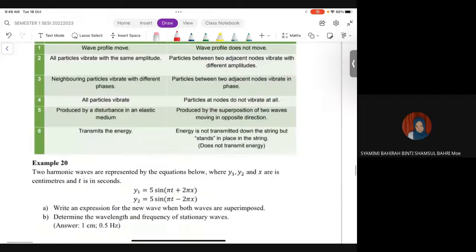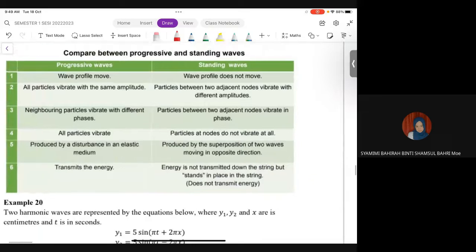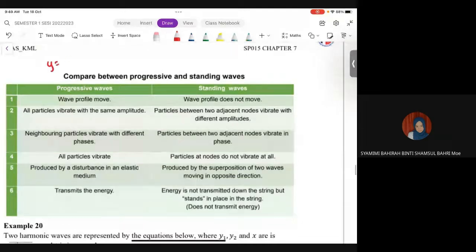Okay, cuba kita tengok formula dia. Okay, apa beza standing wave dengan progressive wave? Okay, macam case yang Y sama dengan A sin omega T, itu adalah progressive wave. Kalau standing wave, dia mesti ada 2A. Dia mesti ada 2A cos KX sin omega T. Kalau standing wave, dia adalah hanya satu wave.